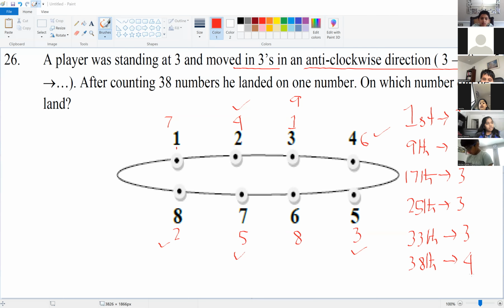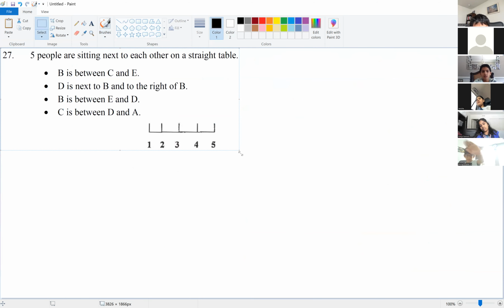Next one is 27. So 27 was just figuring out the positions. I think a lot of you got it correct, but some of you got it wrong or you didn't try.